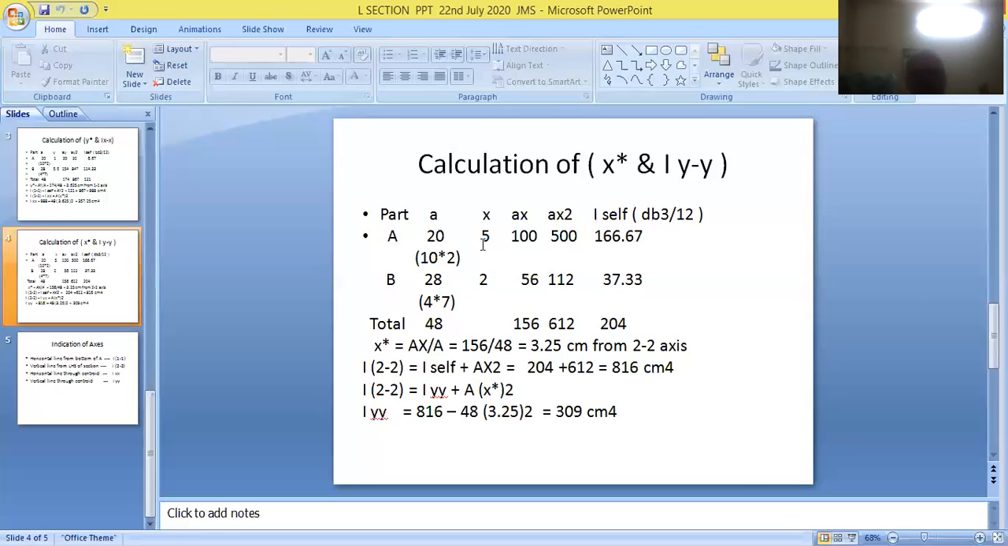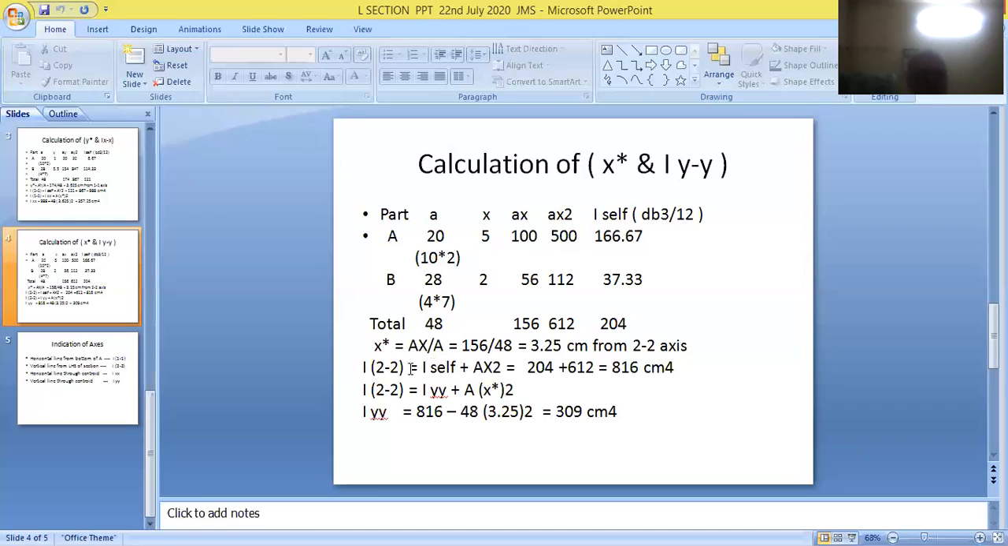So friends, 20 into 5 coming to 100, 100 into 5 again 500, 28 into 2 coming to 56, 56 into 2, AX into X, AX square, again it is coming to 112. Like that, we can find out all these values for these two components and add up these values to get the value of sigma A. And here we have the value of sigma AX, this is the value of sigma AX square, and this is the value of sigma I self. These values are very important for making these calculations.